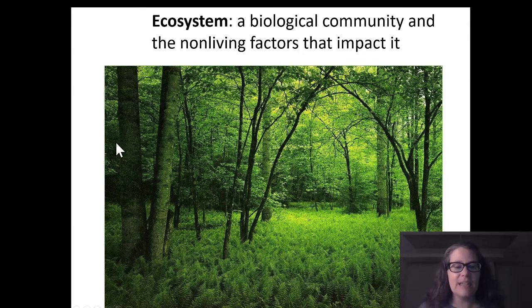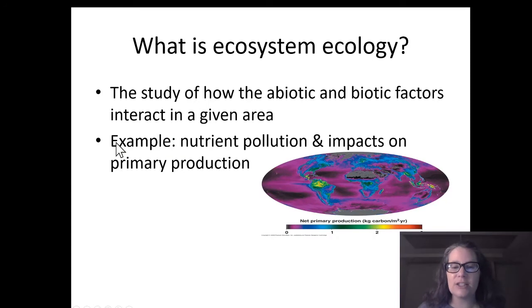If we take a look at ecosystem ecology, an ecosystem ecologist is often looking at the impact of a specific abiotic factor on a group of living things. So this map over here is showing how different kinds of runoffs, nutrient pollutions, can actually impact primary production in the ocean. And primary production would be how much algae or algal blooms occur along maybe shorelines, but also in the open ocean as well.